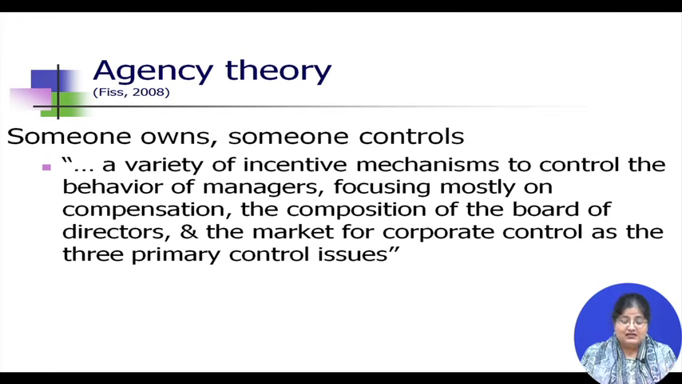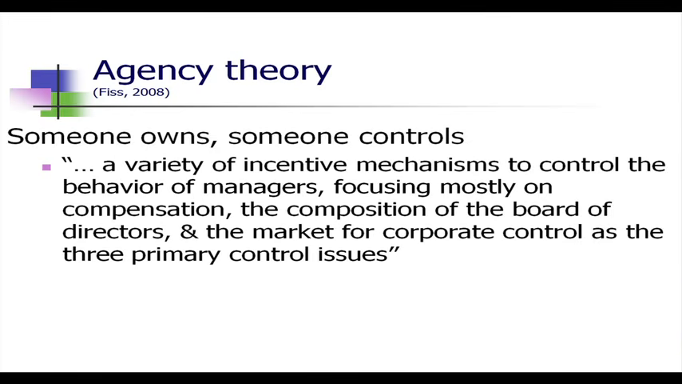Okay. According to the agency theory, someone owns and someone controls. Somebody owns the company, somebody controls the way the company is being run. Shareholders own the company, they appoint managers as their agents, they hire managers right from the CEO to the frontline worker to control what the company does or to make the company run.